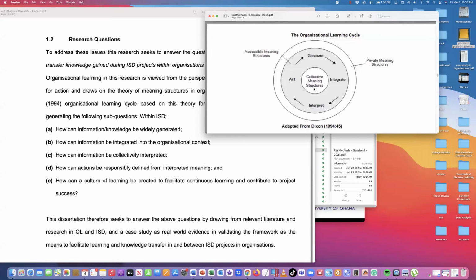But because you have placed it within an organization, the culture of the organization can affect this process, because this is an activity that is happening in an organization. Because of that, the culture itself can affect it. So there's a question: how can the culture of learning be created to facilitate continuous learning and contribute to the project's success? This is an example of how a theory can inform the research questions.